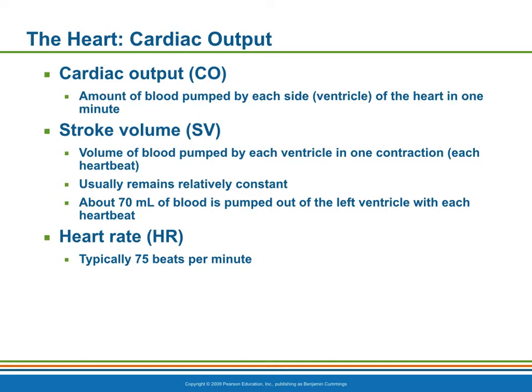Cardiac output is the amount of blood pumped out by each side of the heart in 1 minute. It is the product of the heart rate and the stroke volume. Now, stroke volume is the volume of blood pumped out by a ventricle with each heartbeat. In general, stroke volume increases as the force of ventricular contraction increases. So the normal resting value for heart rate is 75 beats per minute.